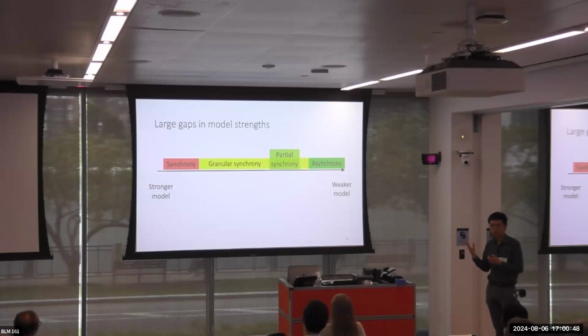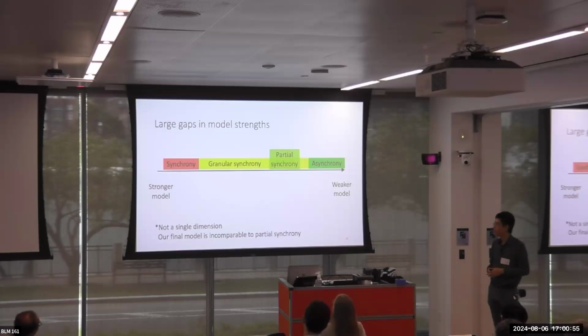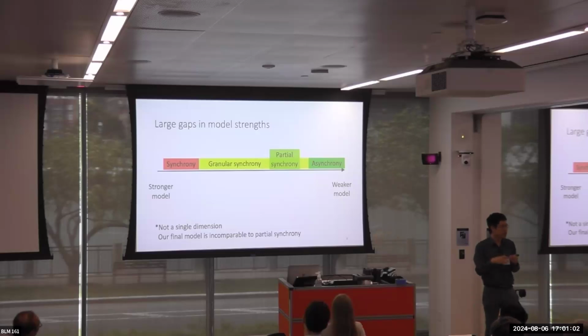So this is somewhat of a simplification, because it's not a single dimension. You cannot totally order all the models. In fact, our final model is incomparable to partial synchrony. It is stronger than partial synchrony in some ways, but weaker in other ways.